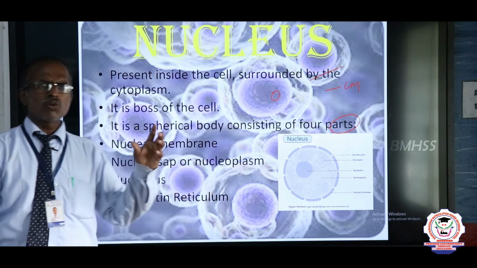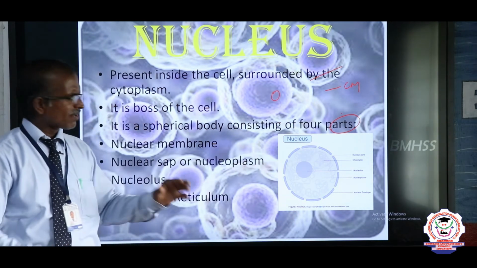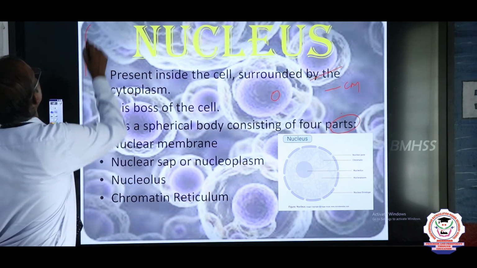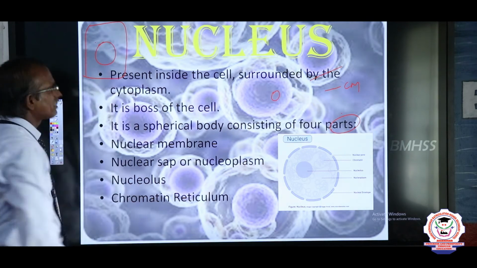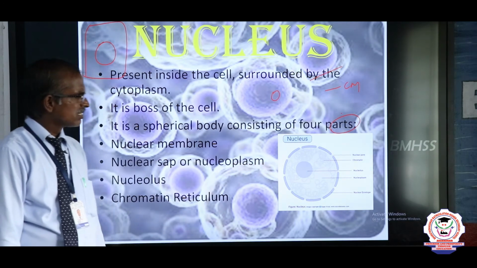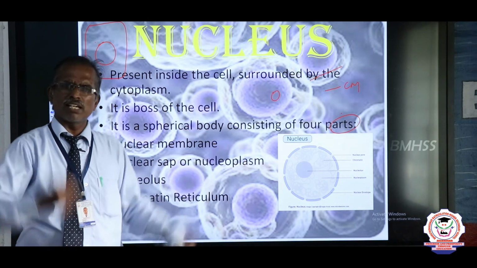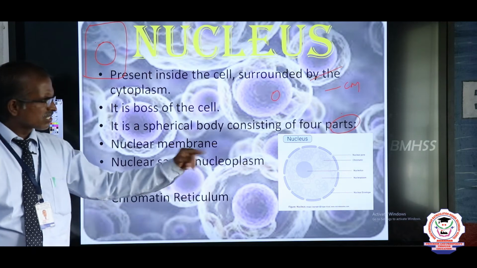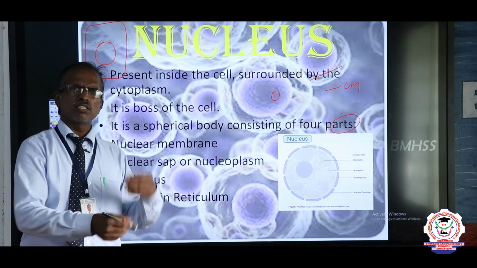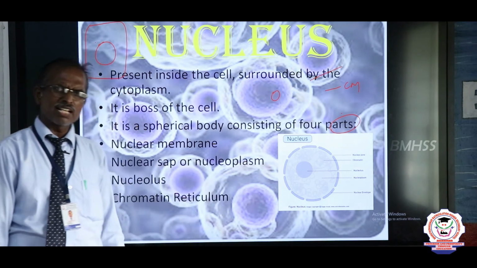Nucleus. Every cell has one spherical structure present inside the cell, called the nucleus. The nucleus is the boss of the cell, just like our school MD sir. It controls the entire life actions within the cell. What are the things that take place within the cells? They are controlled by the nucleus.